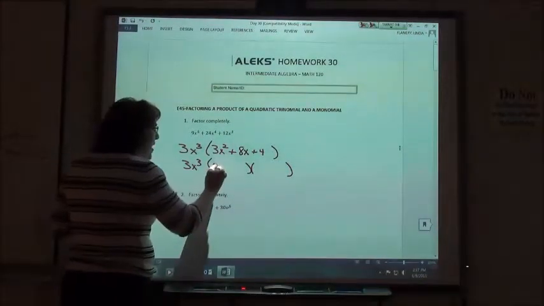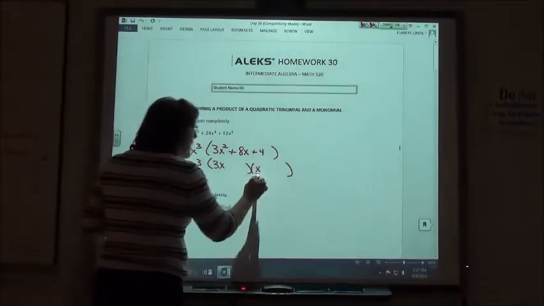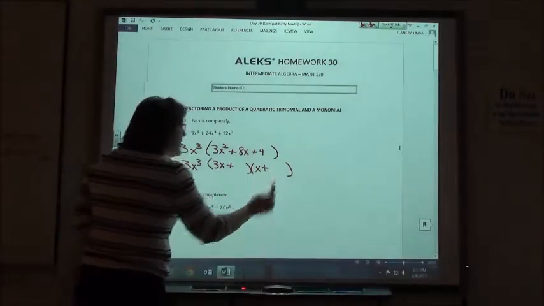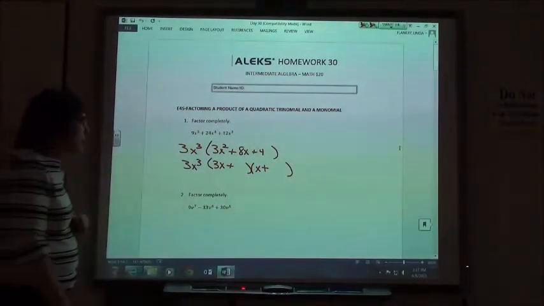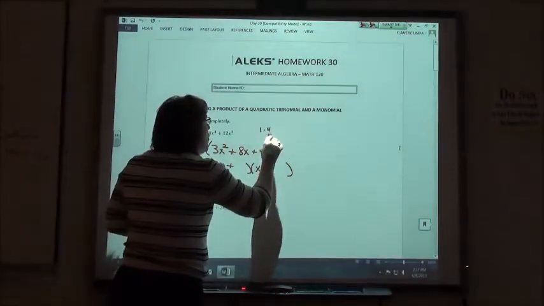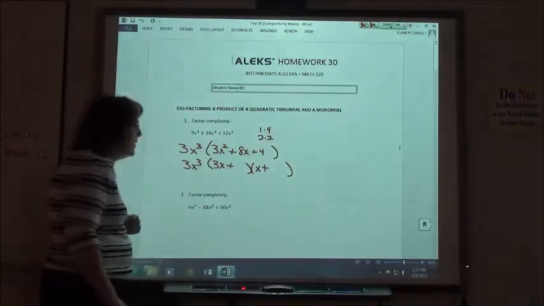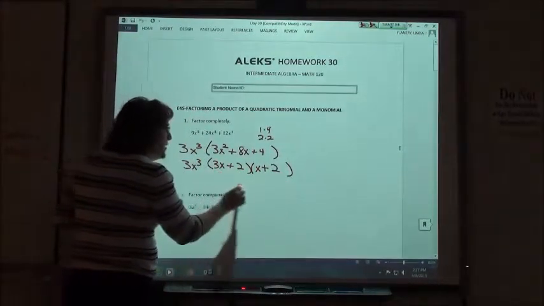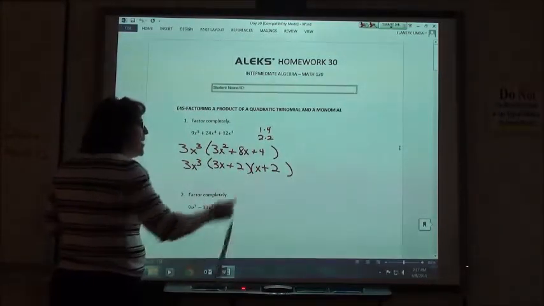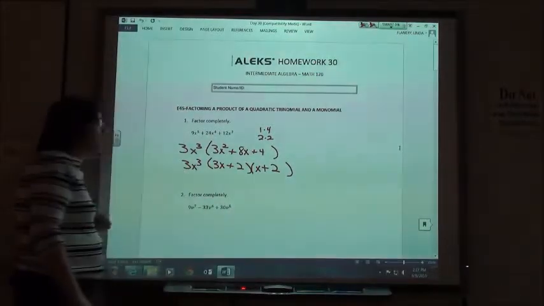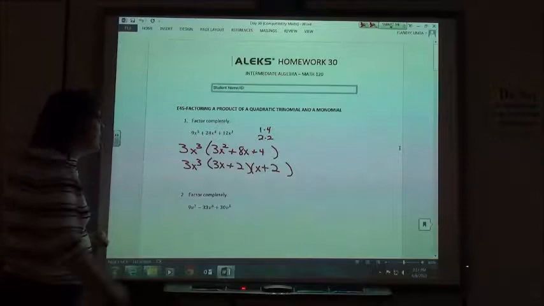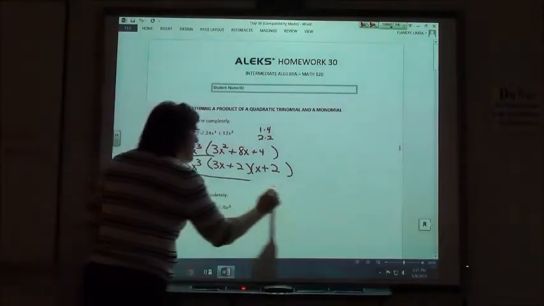Factors of 3x squared: 3x times x. Since both of these are pluses, we have a plus and a plus. Factors of 4: I could either use 1 times 4 or 2 times 2. Let's see, if I do the 2 and the 2, my outside product is 6x, my inside product is 2x, and sure enough, 6x plus 2x gives me the 8x in the middle. So this is going to be my answer.